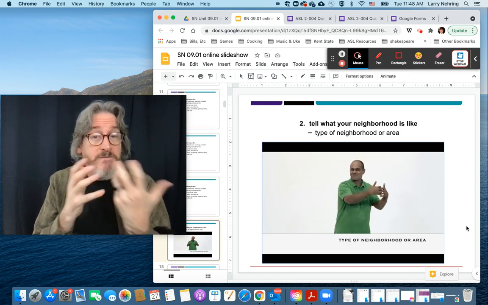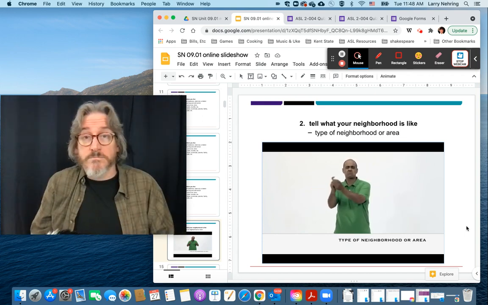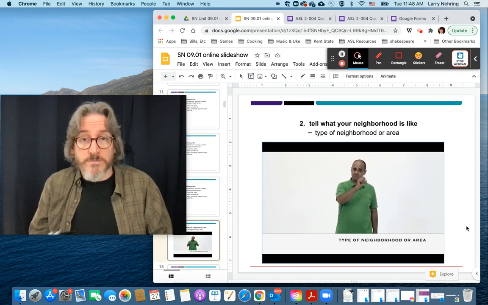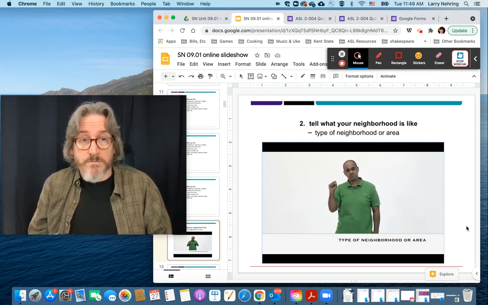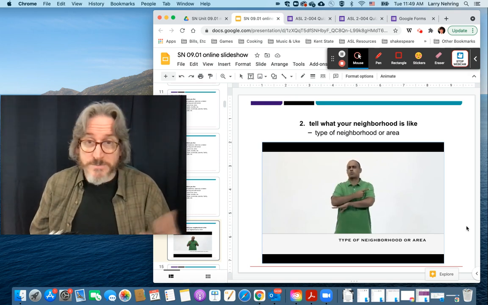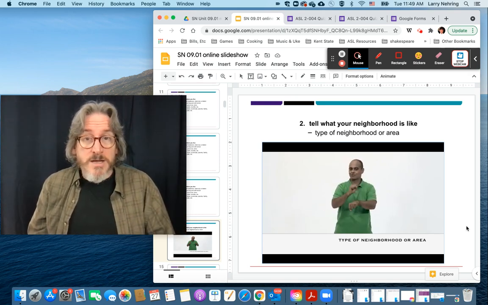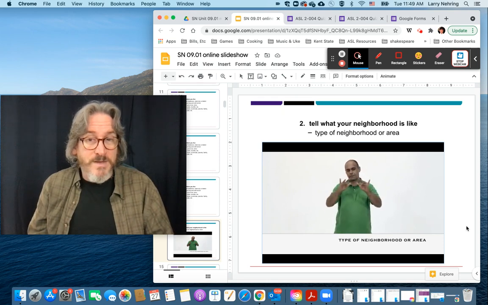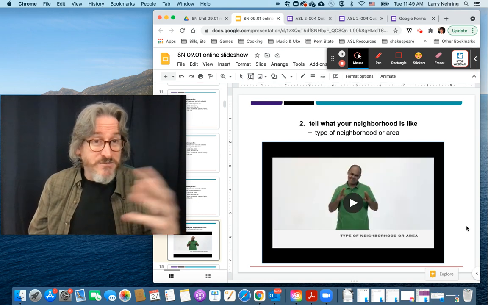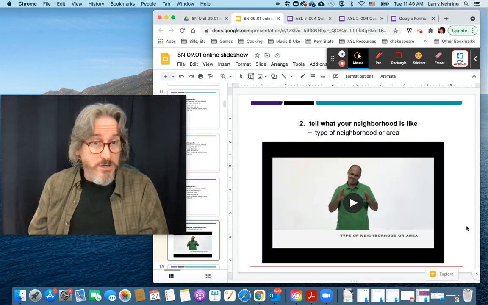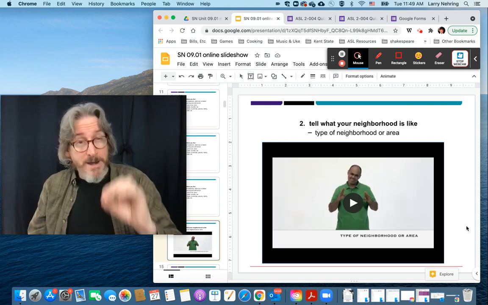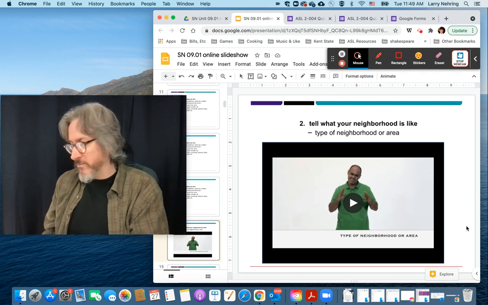It used to be factories, but that's all changed. But now it's condos. So during the day, lots of people going back and forth to work, but at night, it's very quiet.